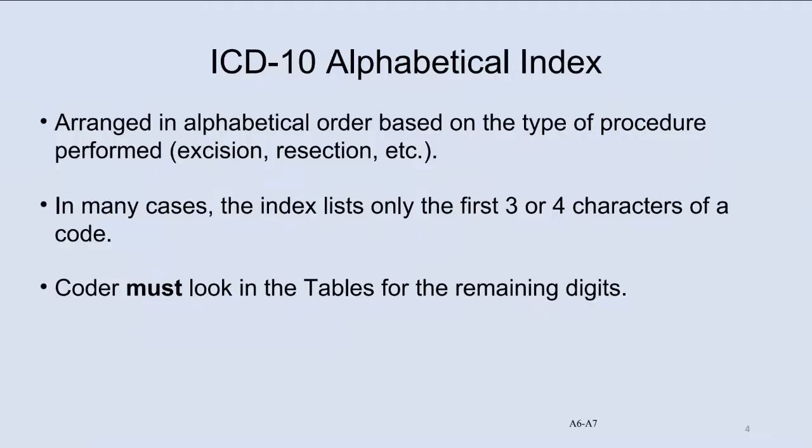Okay, the ICD-10 alphabetic index is in alphabetic order, of course, but it's based on the type of procedure performed, the root operation generally: excision, resection, transplantation, etc. In most cases, the index lists only the first 3 to 4 characters of a code. That means you must look for the tables for the remaining digits. You remember that each code has to have 7 digits, 7 characters.